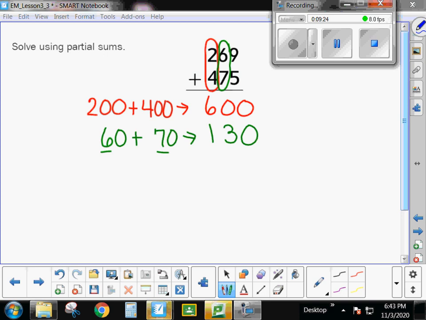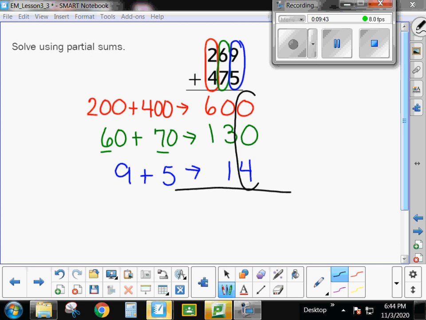And then I'm going to add the digits in the ones place. So the value of the 9 is 9, and the value of the 5 is 5. And when I add those two numbers together, I get 14. All right, so now I am ready to add all of these columns. I'm going to add up my ones. 0 plus 0 plus 4 is 4.